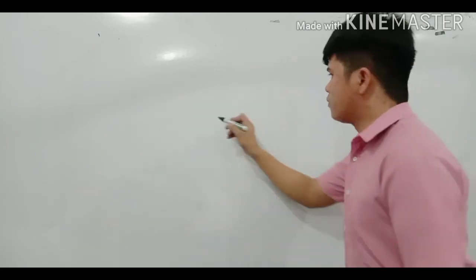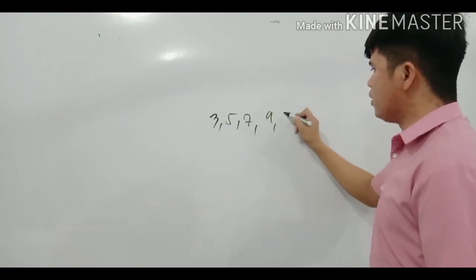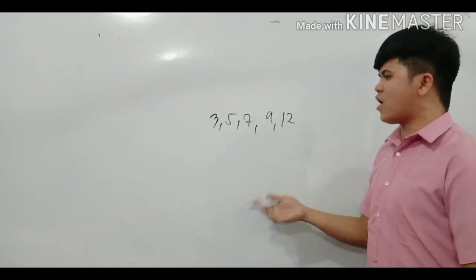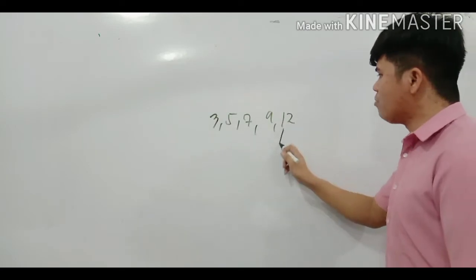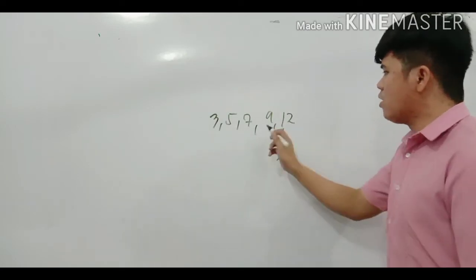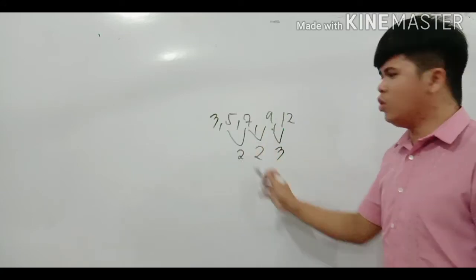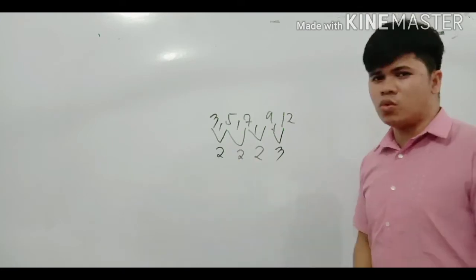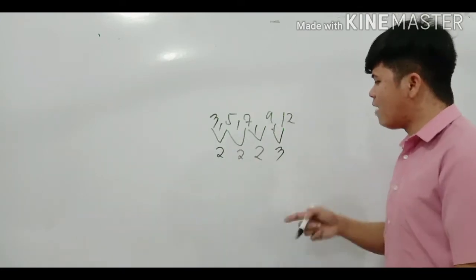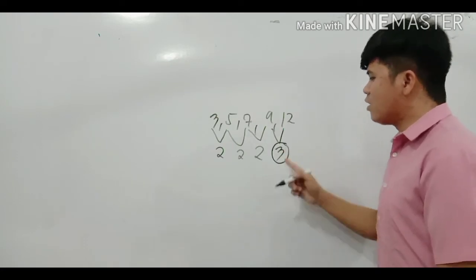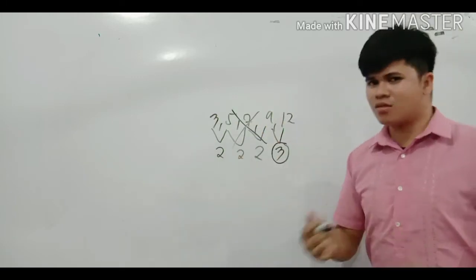So how about this one? 3, 5, 7, 9, 12. Now let's check if this sequence has a common difference. 12 minus 9 will give us 3, and 9 minus 7 will give us 2, 7 minus 5 will also give us 2, and 5 minus 3 will also give us 2. Now observe, the differences are not common. It is because we have one difference that is not the same as the others. So therefore, this sequence is not arithmetic.